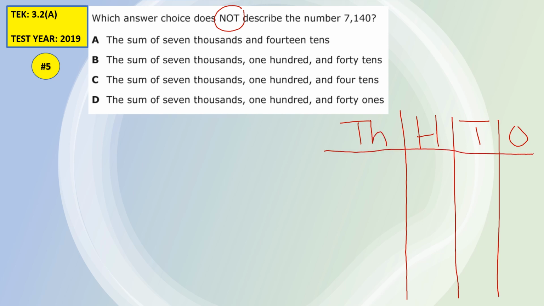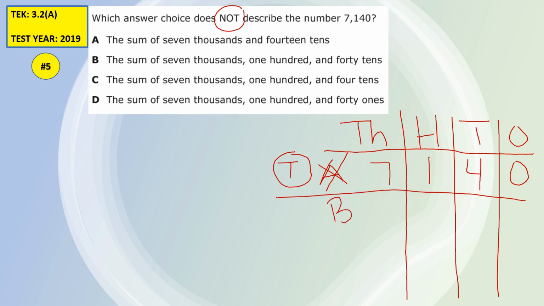Okay, answer choice A says the sum of 7,000s and 14 tens. Well, I know that 14 tens is written like this because you cannot put a whole 14 in the tens place. You'd have to regroup and unbundle it and move the 1 over to the hundreds place. So we'd end up with 7,140 for A. Well, that answer is true, which means we don't want A.